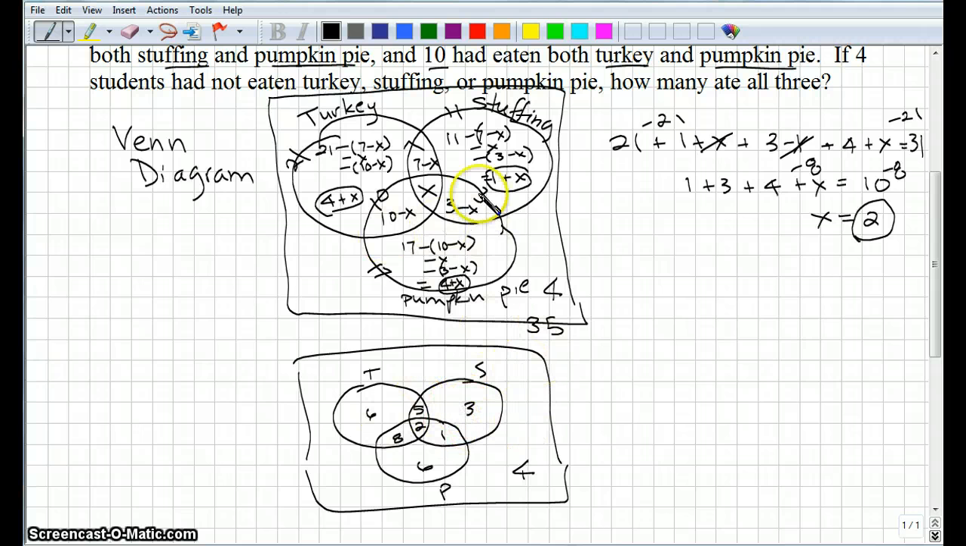It's really easy to make mistakes. So there you go. The answer is there were 2 kids who ate all 3, turkey, stuffing, and pumpkin pie.